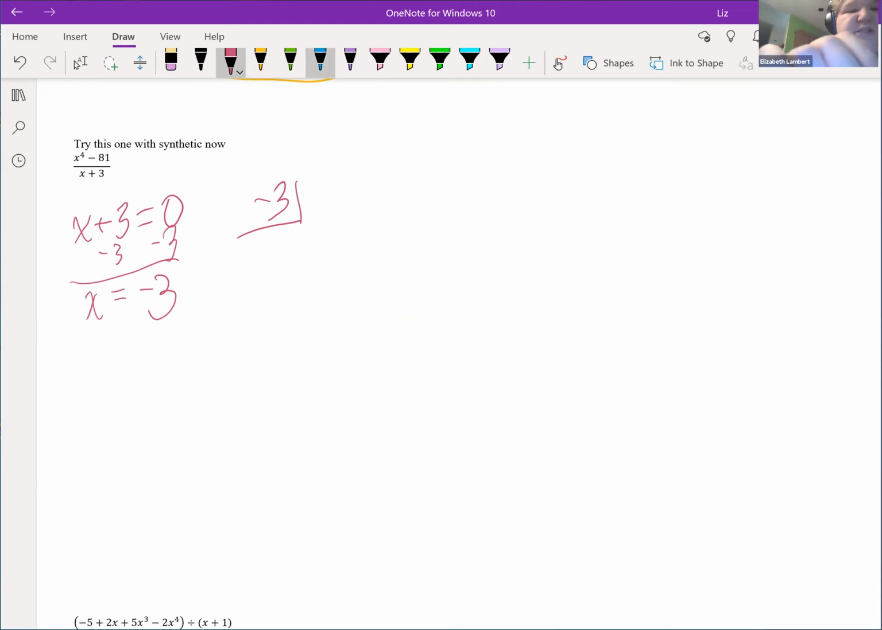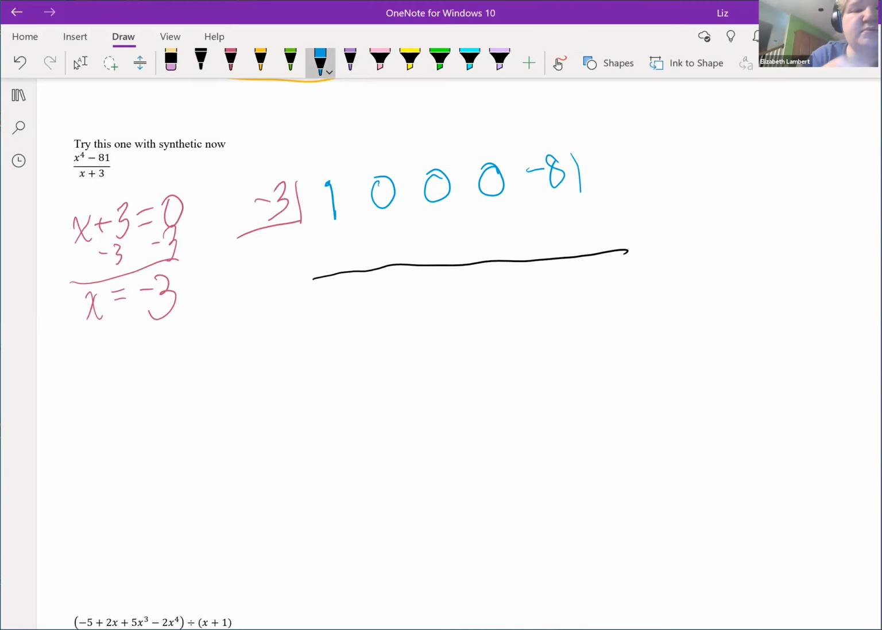Now our coefficients. I have 1x to the fourth. Then there are no x to the third, no x squared, no x's, and minus 81 for the constant term. Leave yourself a little space. Bring down the first number. And then we just do the thing. Multiply, add, multiply, add, multiply, add.